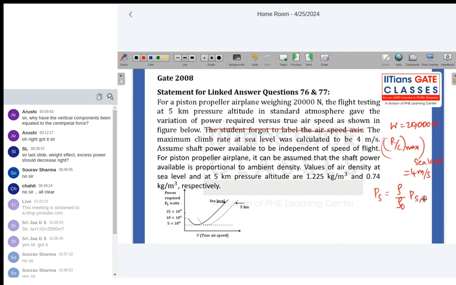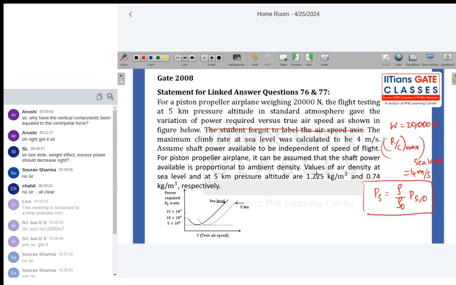This is the shaft power at sea level. This is the shaft power at any given altitude. This is the density at that given altitude. This is the density at sea level. This is what they have given here. If they had not given that also, we can assume this.